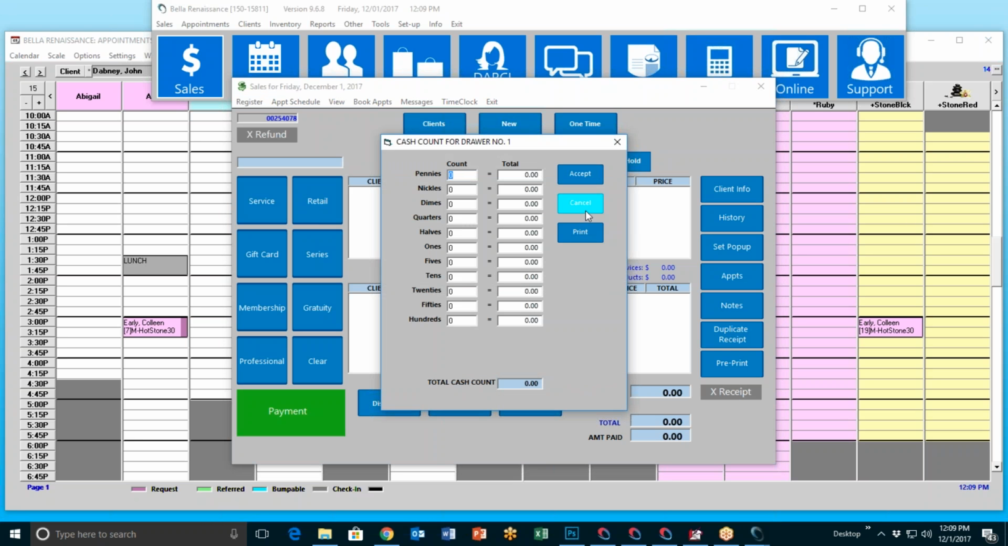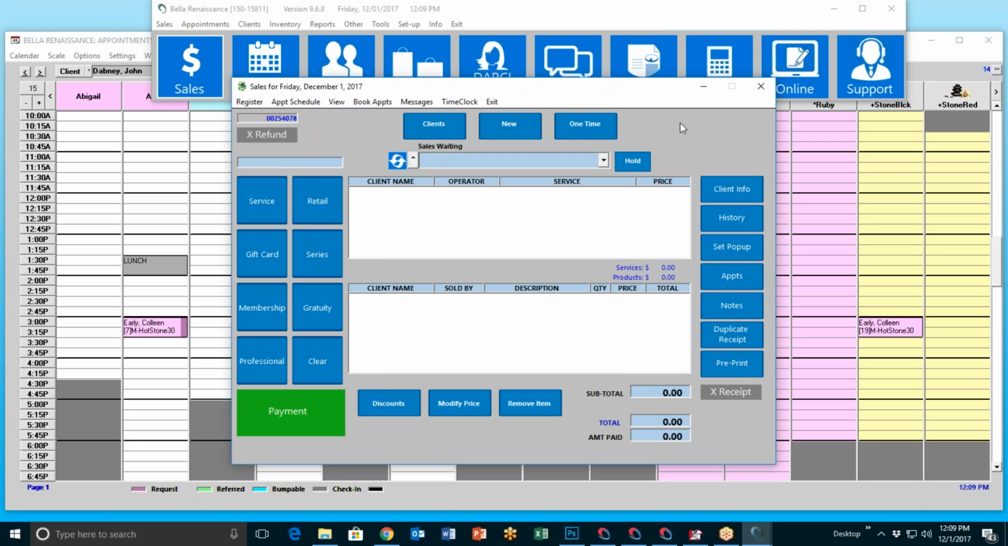And you can do that even at another time during the day. You could just say, you know what, I'm going to count the drawer right now at 1 o'clock in the afternoon, and I'm going to make sure that the software knows exactly what I have in the drawer cash-wise, and that's what it'll do. Perfect. Okay, that makes sense.